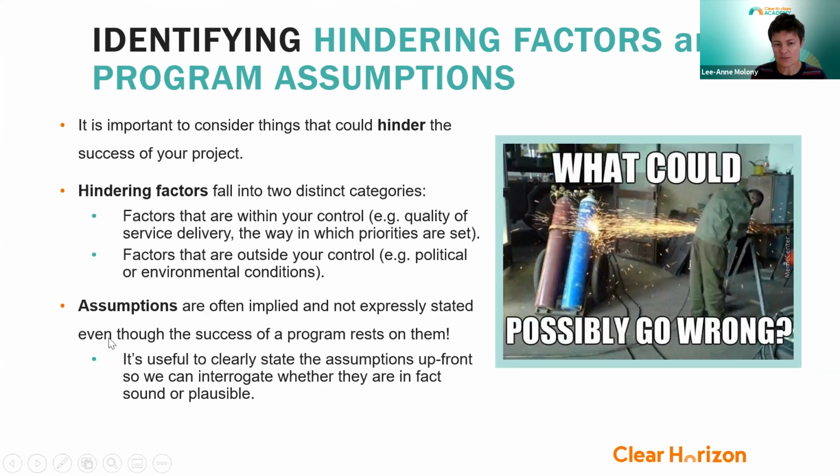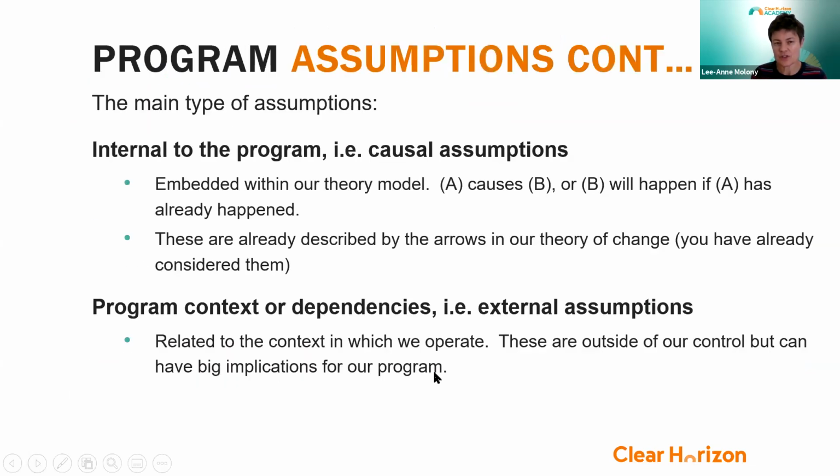I'll say a little bit more about assumptions on the next slide. There are actually about five categories of assumptions, but we're going to stick with the two main ones here: those that are internal to a program, for example the causal assumptions, and those that are more external and related to program context and dependency. Just like the hindering factors, some are outside your control, some are inside your control.